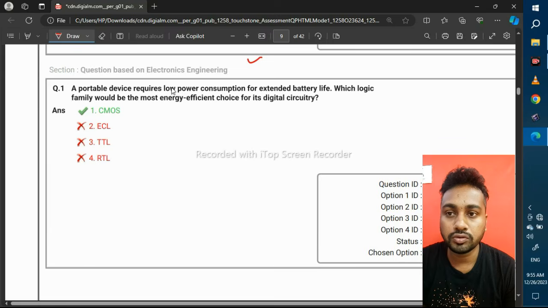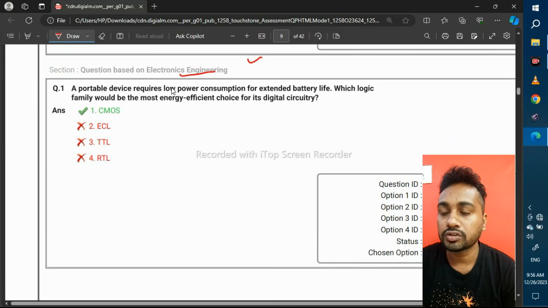So we are going to solve this paper, the technical part only for electronics engineer. Just check whether all are okay or not, and mark also which question in your paper is wrong.